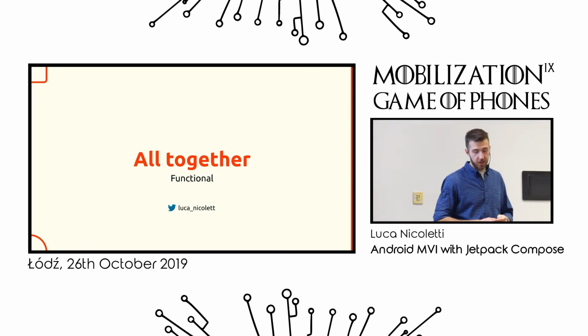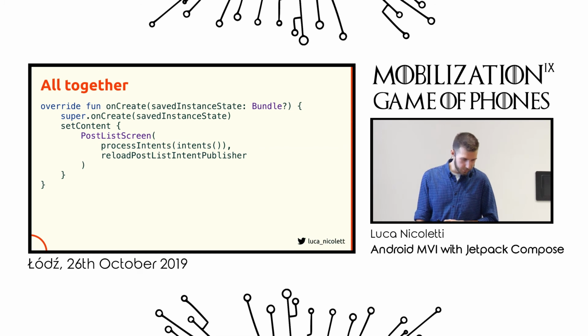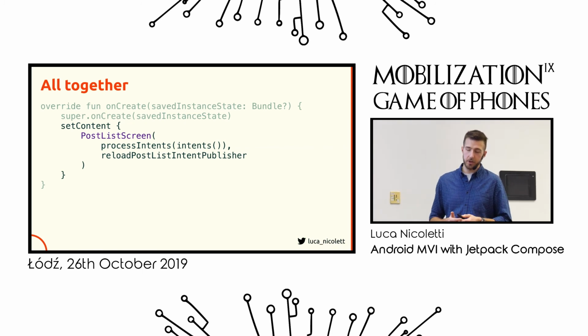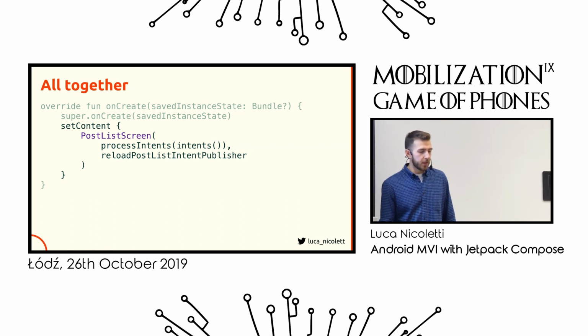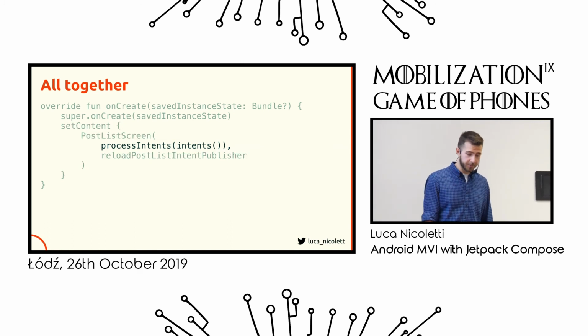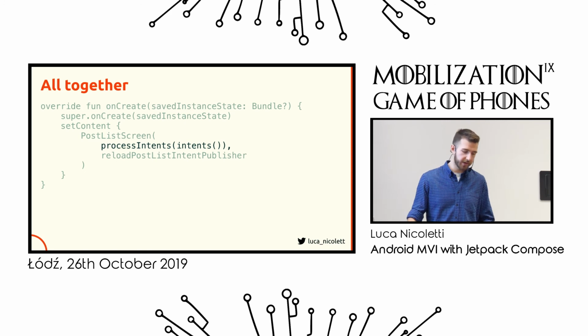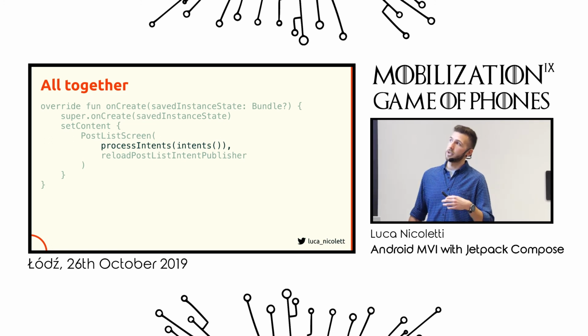The other way would be a functional approach. The functional approach, again, let's start from the onCreate of the activity. In the set content, we could call a postList screen function. That's code from some example I played around with, which accepts the process intents, which again accepts the intents. The intents is a function on the activity which exposes all the intents which can be emitted by the activity, so lifecycle events, user interaction, and what else. And it also provides a publisher, which allows the postList screen to set up callbacks, basically.